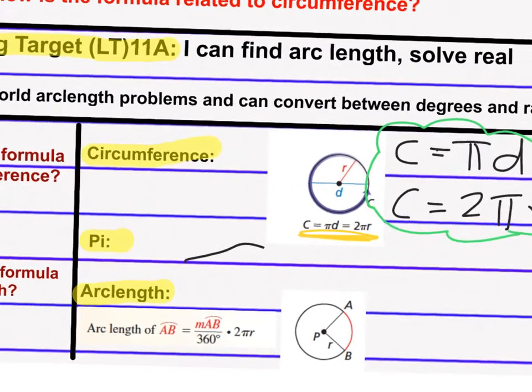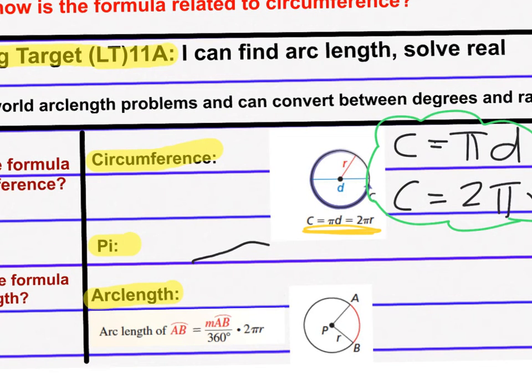Then what is circumference? Let me zoom in here a little bit. Circumference is the distance around a circle. It's kind of like perimeter, but for a circle and not a polygon, the distance around the circle.